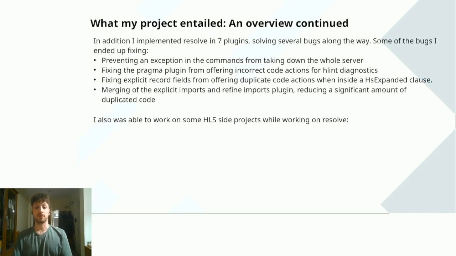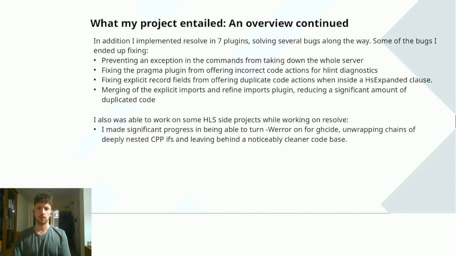I was also able to work on some HLS projects that weren't strictly related to my main Haskell Summer of Code project. So one of them was making a significant improvement in the JC GHCID code base and allowing us to have a much cleaner code base and moving towards where we can turn on WErr for GCID. We already turn on WErr for GCID, but we have to make certain exceptions. So we have to cut down significantly on the amount of exceptions we had to make, and I left behind a much cleaner code base.